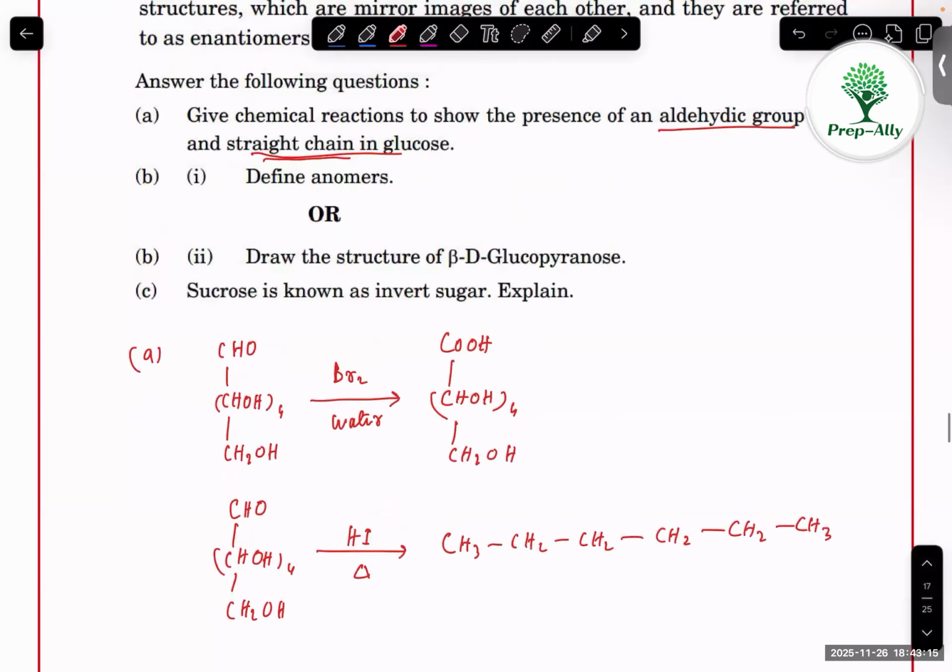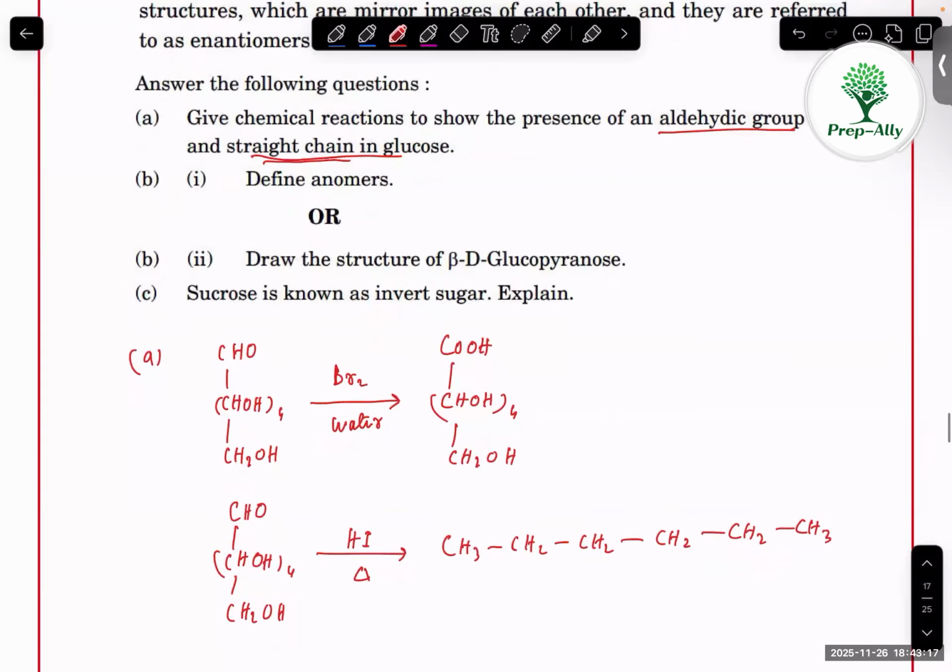So these two reactions I told you, all 5 or 6 reactions, remember all of those. Very simple to remember only. Okay.